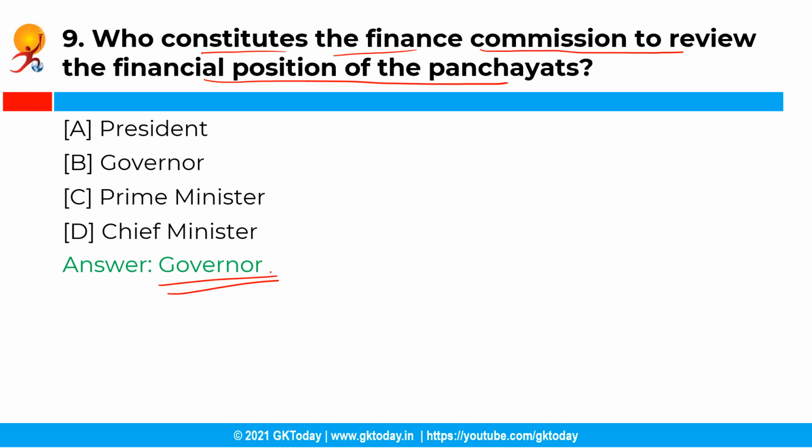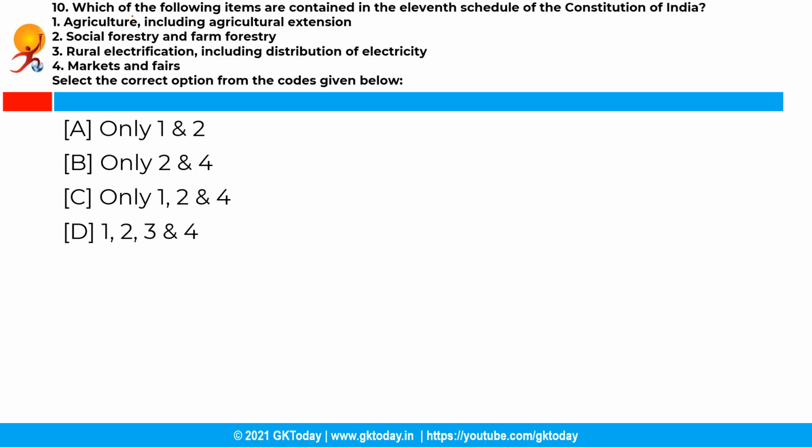So, which of the following items are contained in the 11th Schedule of the Constitution of India? Agriculture, including agricultural extension, social forestry and farm forestry, rural electrification, including distribution of electricity, markets and fairs. So you have to select the correct options from the codes given below. And the correct answer is option D. That is 1, 2, 3, 4, all are correct.